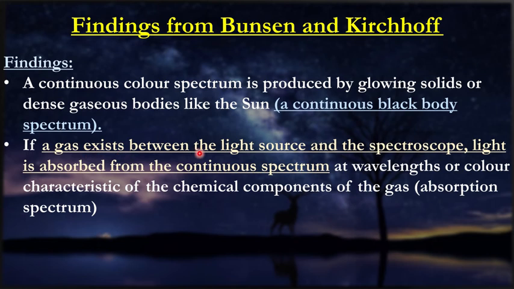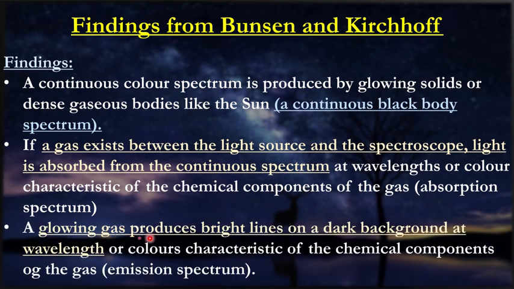If a gas exists between the light source and the spectroscope, light is absorbed from the continuous spectrum at wavelengths or colors characteristic of the chemical components of the gas. So basically, depending on the gas you have, it will absorb a particular color or wavelength from that rainbow, that colored continuous spectrum. And the dark bands you see, the absorption spectrum, are the specific wavelengths at which the absorption occurred.